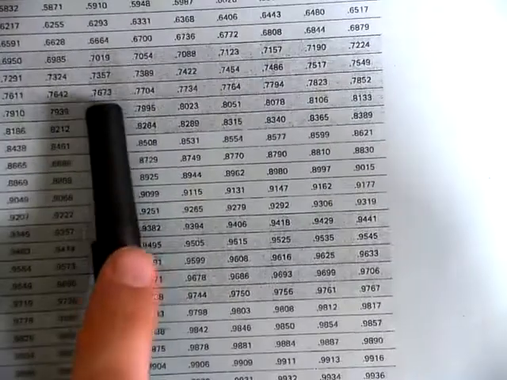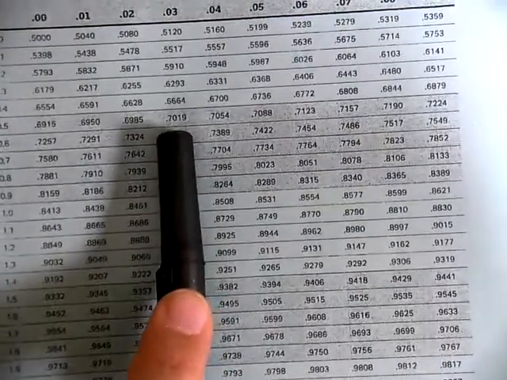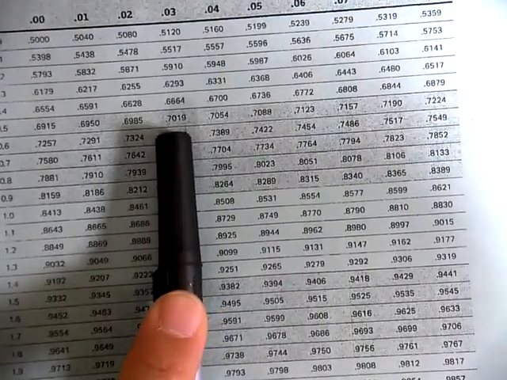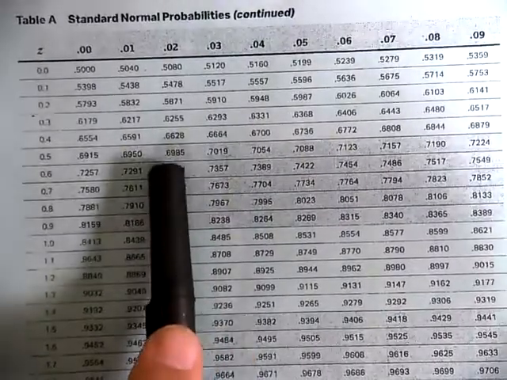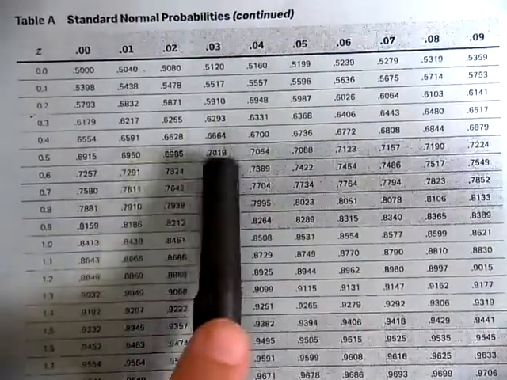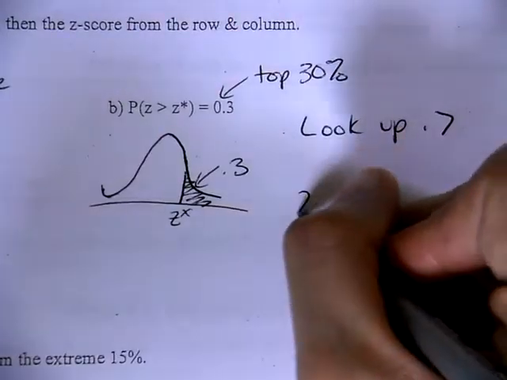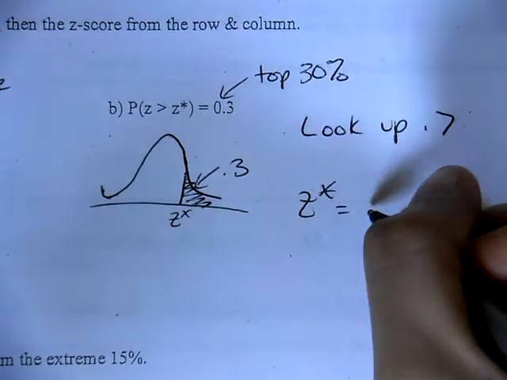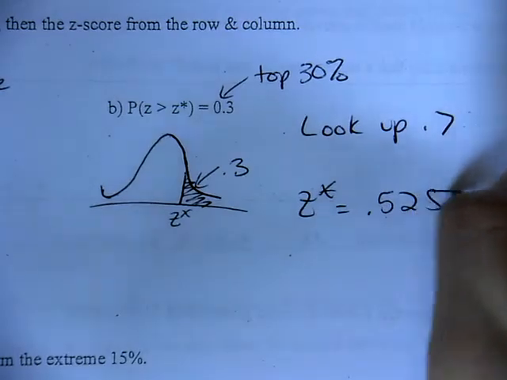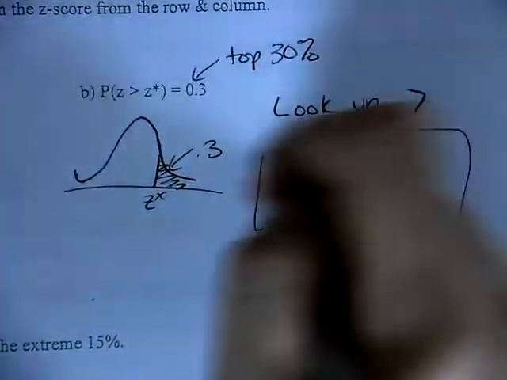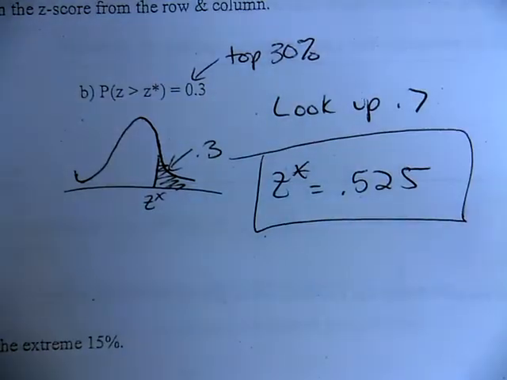Let me see if you guys can see that. I get 0.7019 and 0.6985. It almost looks like it's right in the middle of these two. So I'm going to say z-star is about 0.525, instead of 0.52 or 0.53, because it looks like it's exactly in the middle.